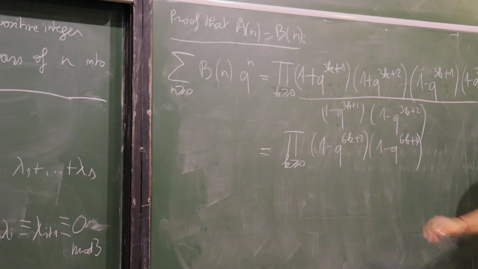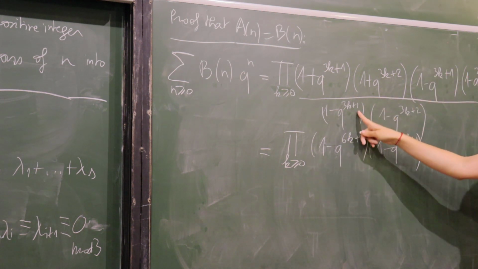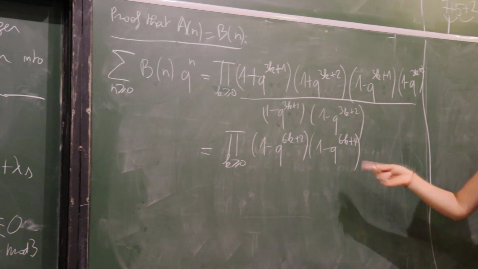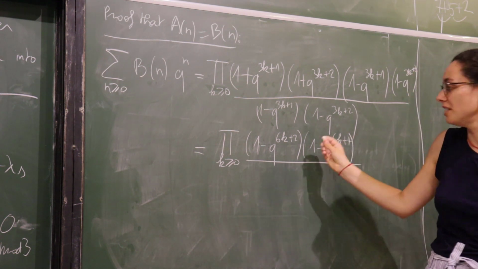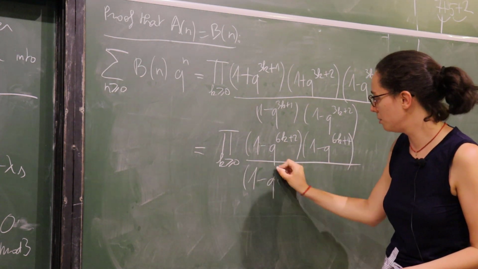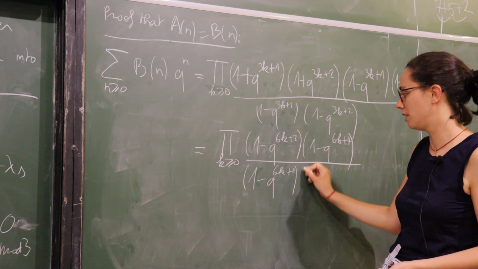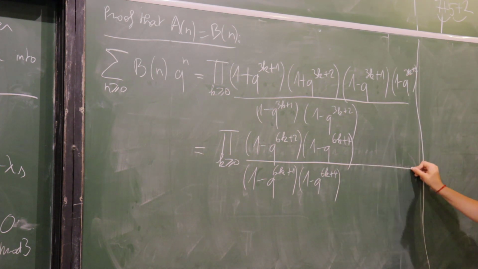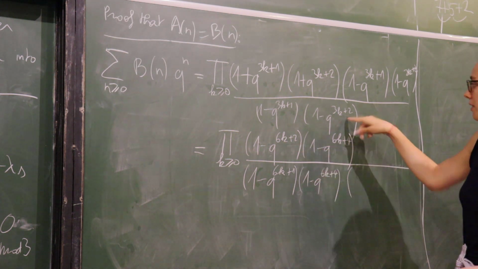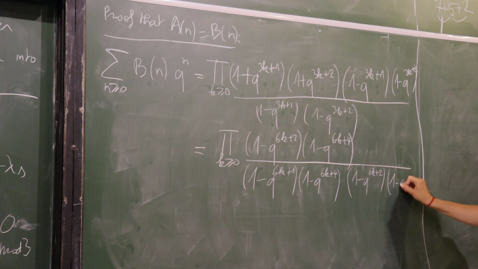And in the denominator, you have the product of 1 minus q^n for all n congruent to 1 or 2 modulo 3. But if you want, you can also rewrite this modulo 6. It's just another way to write it, but it's still the same thing. So we can say that 3k plus 1 is either of the shape 6k plus 1 or 6k plus 4. And this one is the same: it's either 1 minus q^(6k+2) or 1 minus q^(6k+5).